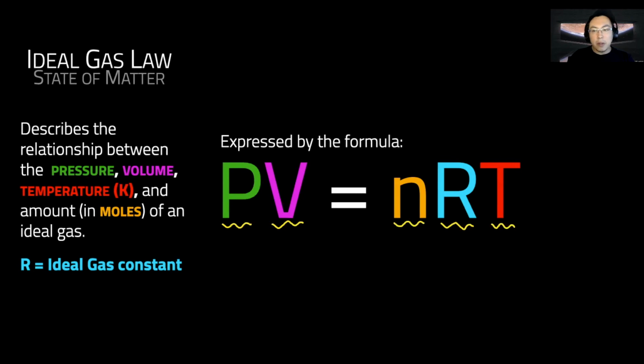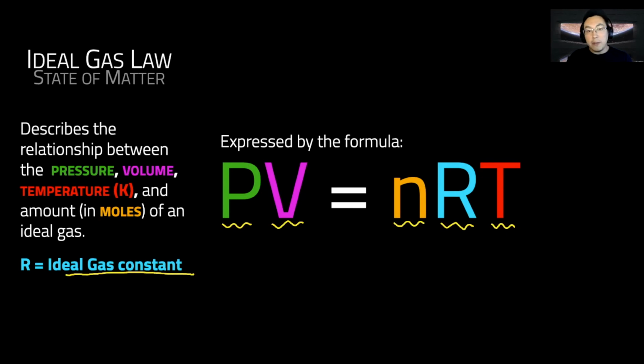The first ones, according to the color code, are P for pressure and V for volume, and then we have this equal sign. This basically means that we will have the left side of the equation with pressure and volume, and the right side of the equation with n, R, and T. n stands for the number of moles that we are given or asked to define. R stands for the ideal gas constant.